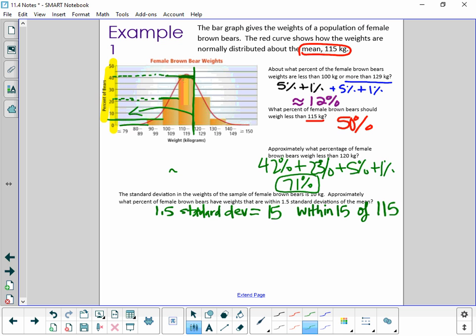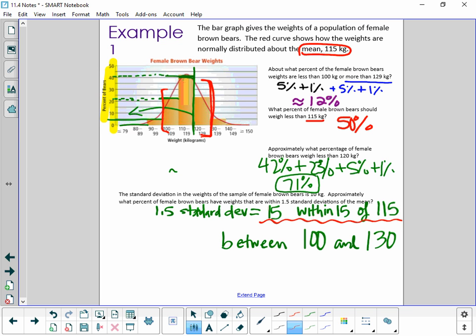So we're talking about the bears that are between 100, which is 15 less than 115, and if I add 15 to the 115, it's 130. So we're looking at what percentage of the bears are between 100 and 130. That means they're within 15 of 115. That would be from here to here. It's those three center bars. So if we go from left to right, this first one looks to be about 23%.